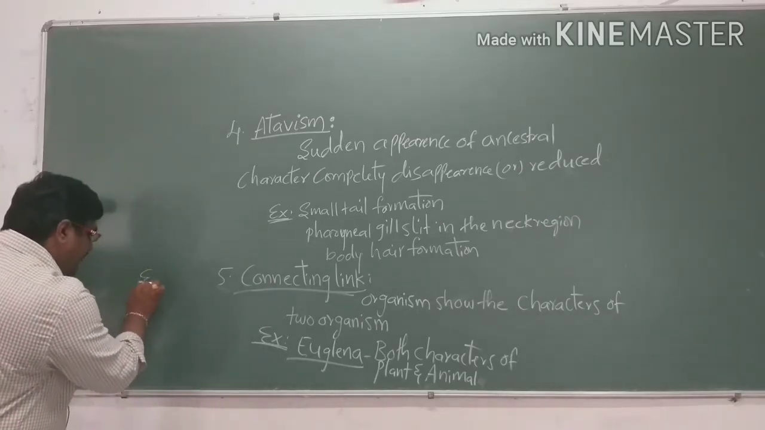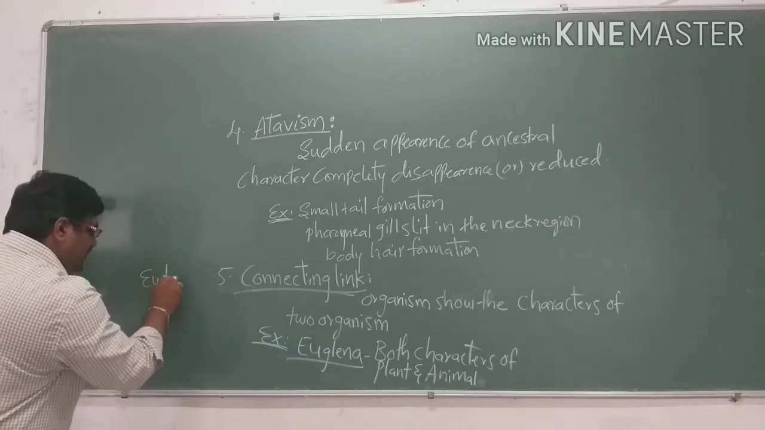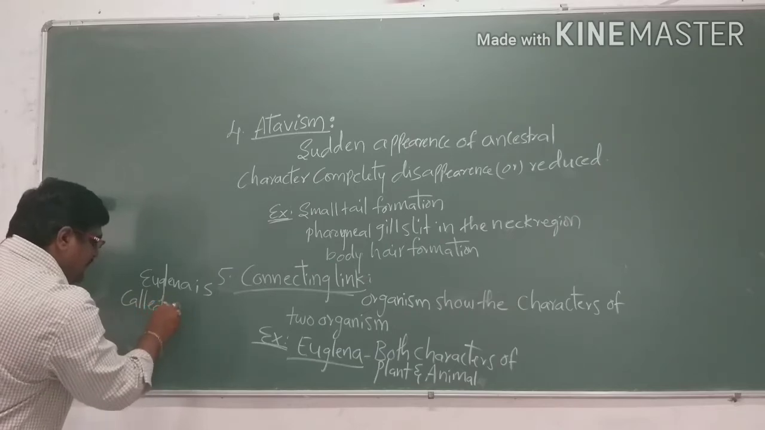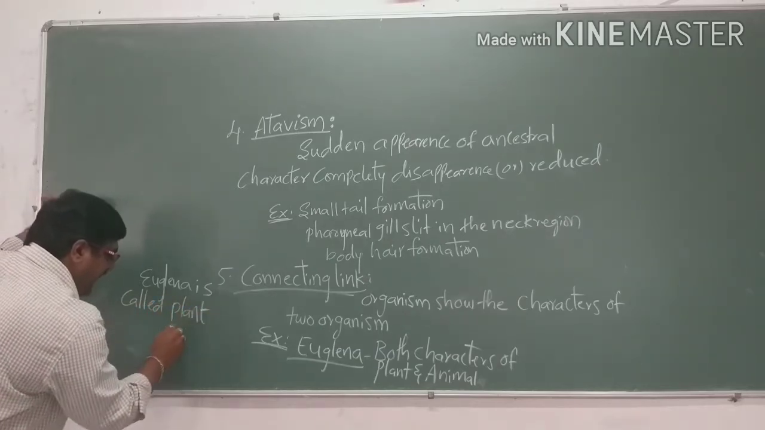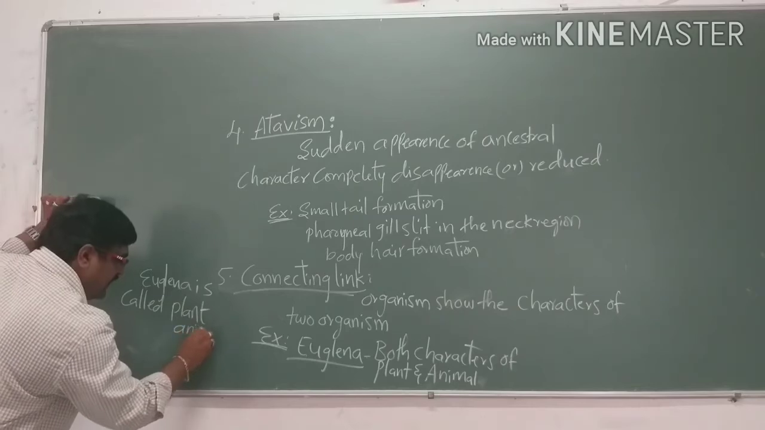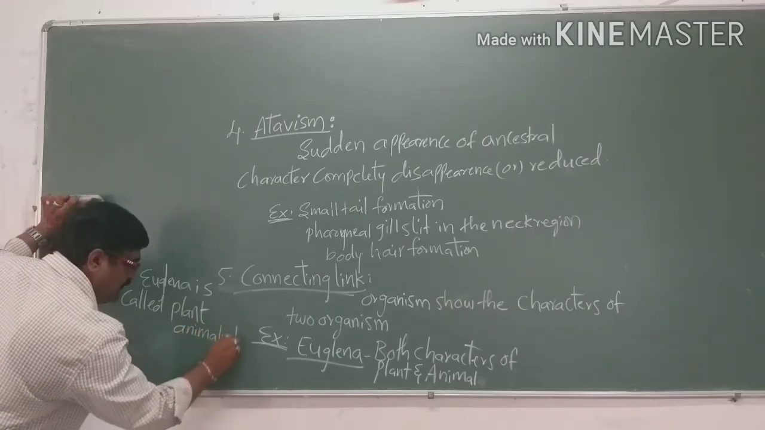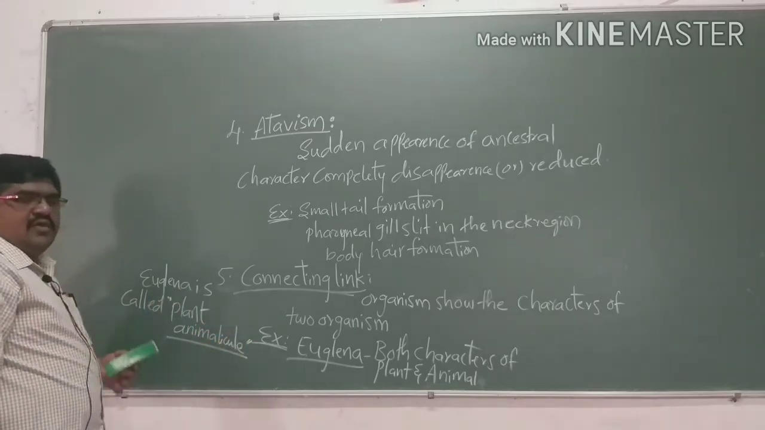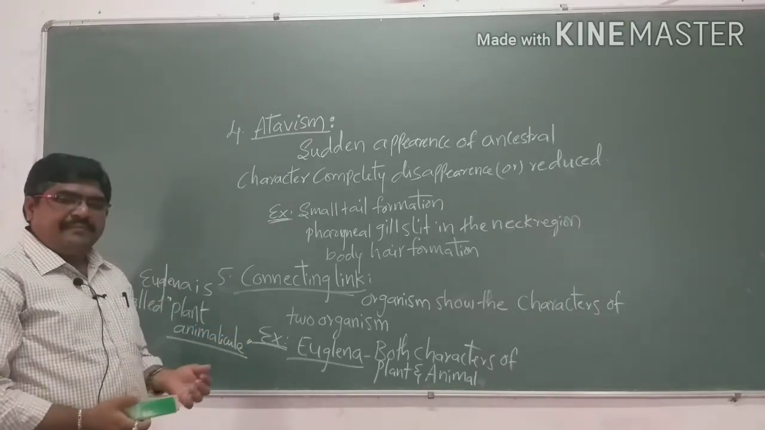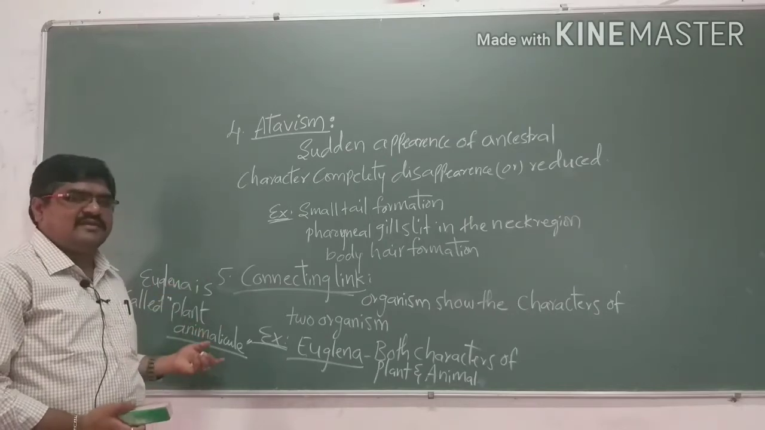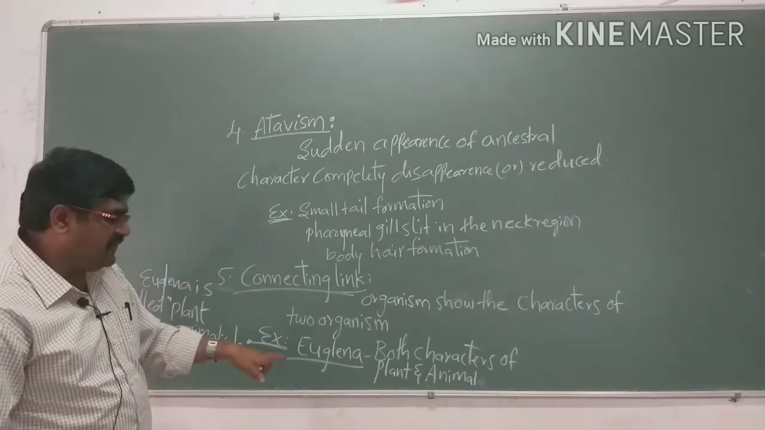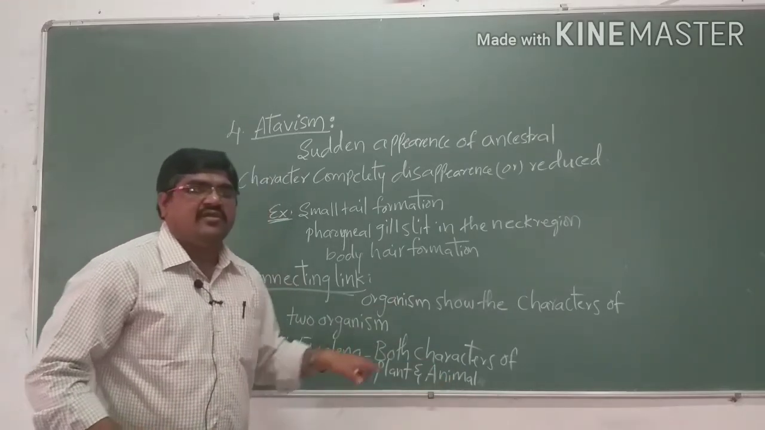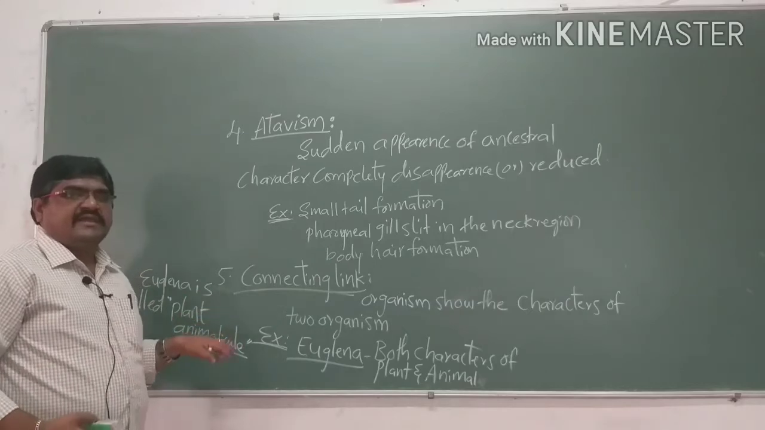Euglena is called a plant animalcule. We can call Euglena a plant animalcule because it consists of both the characters of the plants as well as the animals.